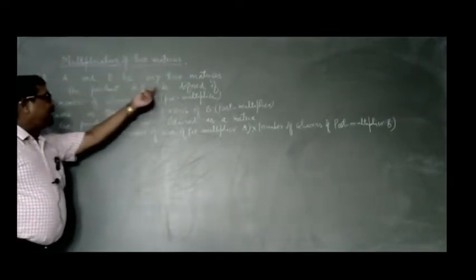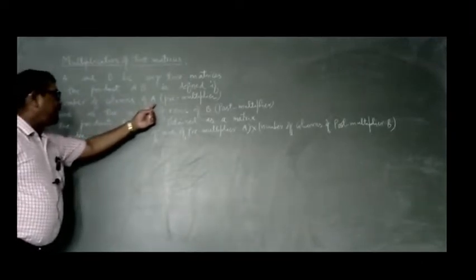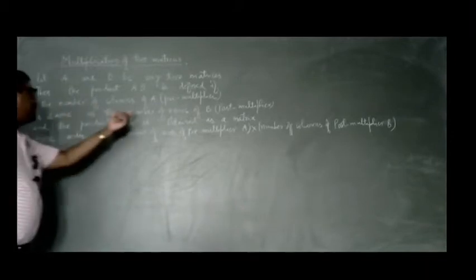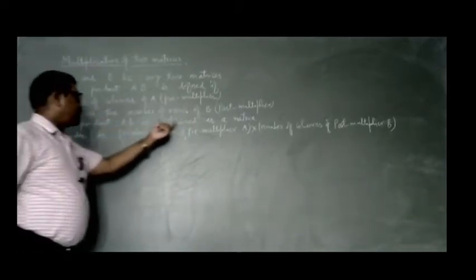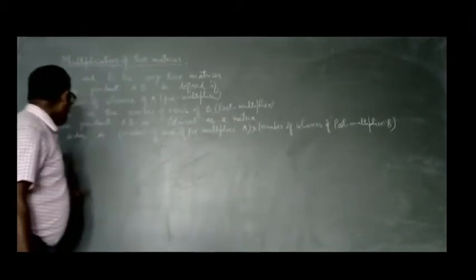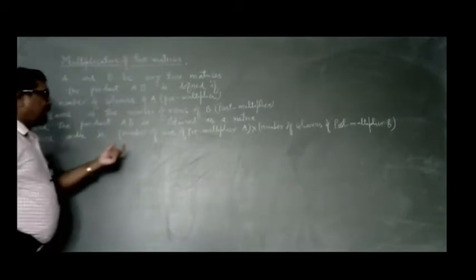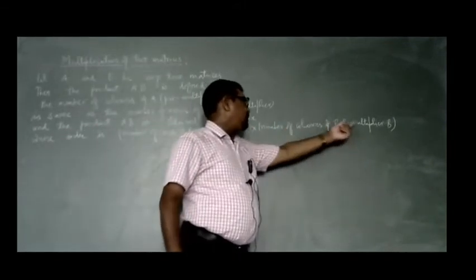So I have written there, if A and B are any two matrices, then the product AB is defined if the number of columns of A, the pre-multiplier, is the same as the number of rows of B, the post multiplier. And the product AB is also obtained as a matrix, and the order of that matrix is the number of rows of pre-multiplier A into the number of columns of post-multiplier B.